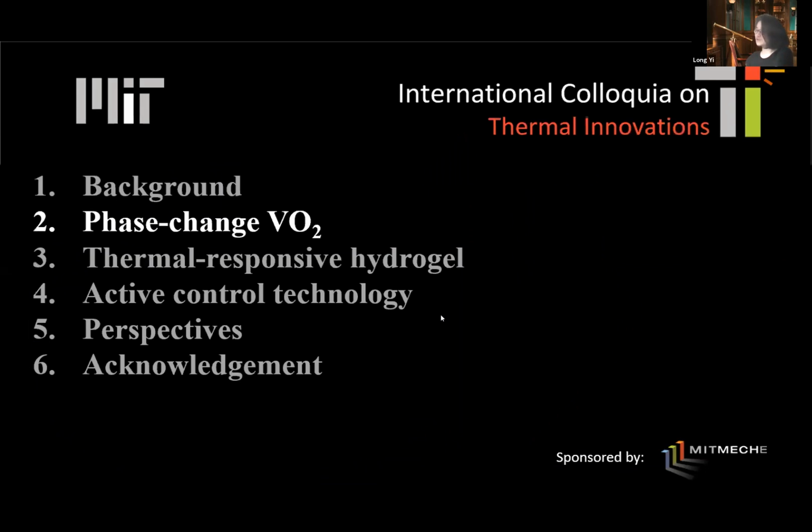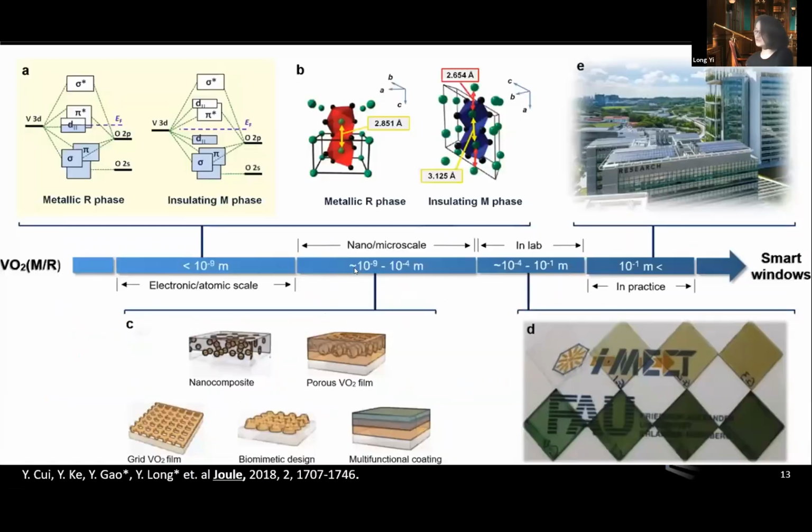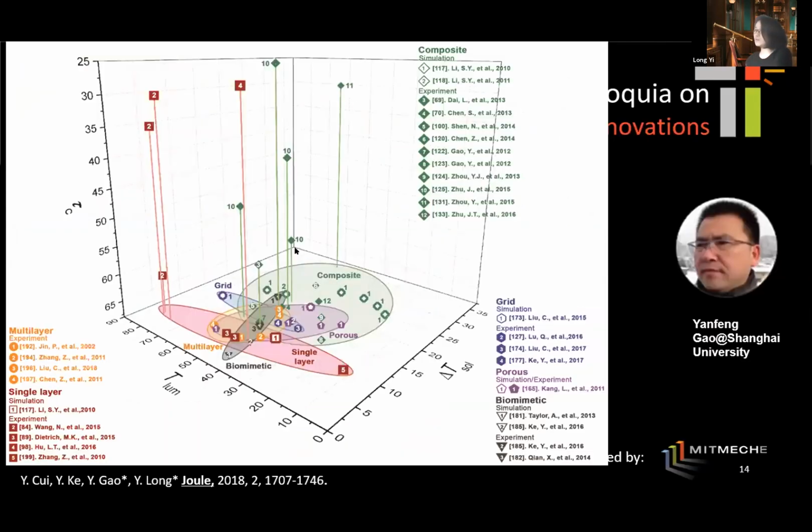Okay, so I start with the first one, vanadium dioxide. We actually have a review paper, so if you're interested in this technology, you can read through it. It reviews vanadium dioxide from the electronic scale to the atomic scale, then to the nanoscale, the lab scale, and also the architecture scale. And these are the properties summarized.